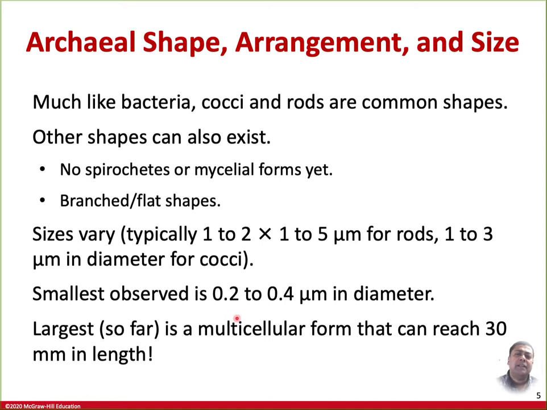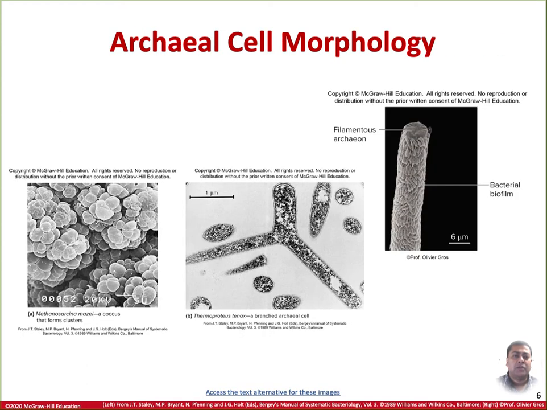We have seen that the average size of Mycoplasma, which is also a bacterium that doesn't have a rigid cell wall, is about 0.3 micrometer. So they are pretty close in that. The largest so far is about 30 millimeter in length. You can see that this is a multicellular form, and it is definitely visible by the naked eye, but again, not a single cellular entity or structure.